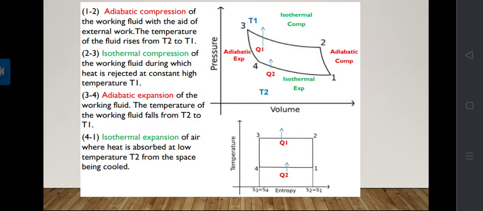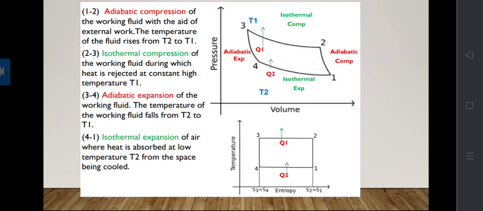Again here the pressure and pH and TS diagrams are shown. First, 1 to 2 is the adiabatic compression process, where the working fluid, with the aid of external work, rises in temperature from T2 to T1. In the pH diagram we can see 1 to 2 is adiabatic compression, and 3 to 4 is the adiabatic expansion process, and again 4 to 1 is isothermal expansion, and 2 to 3 is the isothermal compression.